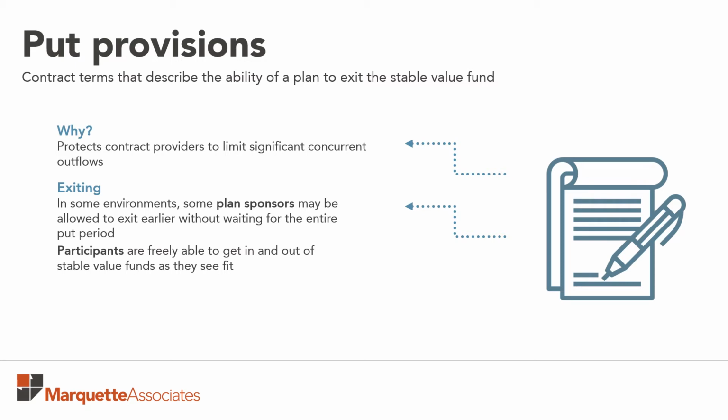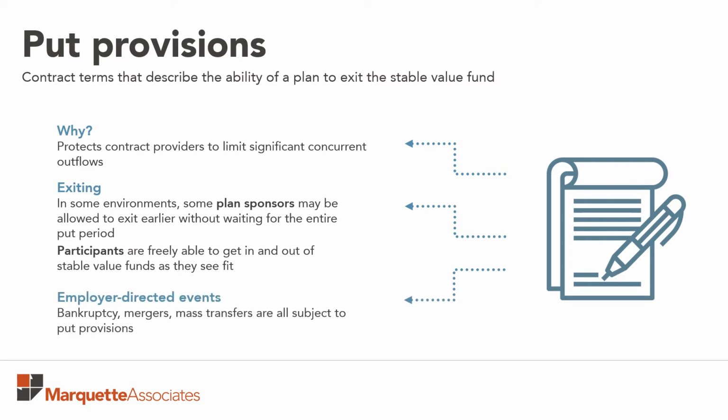Well, what about in the case of bankruptcy and mergers? Or can't we just tell participants to withdraw all their money from stable value? No, as these are considered an employer-directed event that will cause mass transfers out at one time. Even re-enrollments can be subject to put provisions. And this is why I encourage you to work with your record keeper and consultant to understand put provisions of stable value assets within your plan.